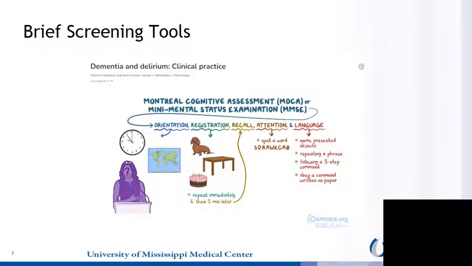The brief screening tools that were previously mentioned include the Montreal Cognitive Assessment, MoCA, or the Mini Mental State Examination. Here, the authors of your Osmosis module have written Mini Mental Status Examination. That's a common error that's made, but in fact it is actually the Mini Mental State Examination for the proper name of the test. At any rate, the MoCA or the MMSE will examine orientation, registration, recall, attention, and language.